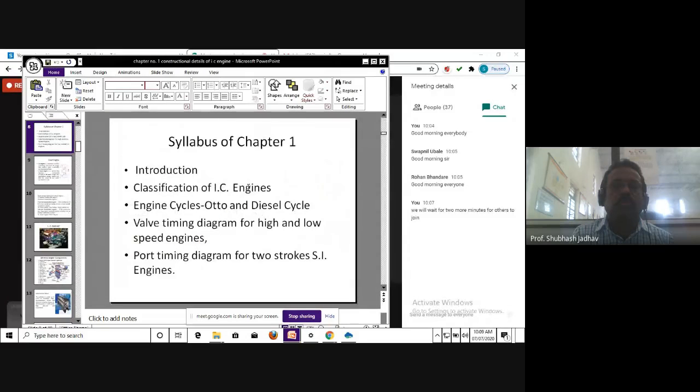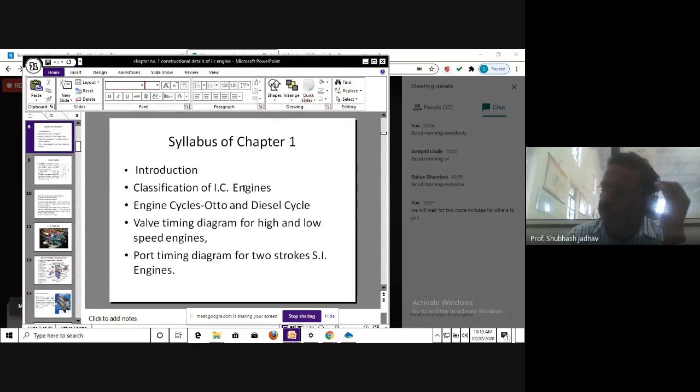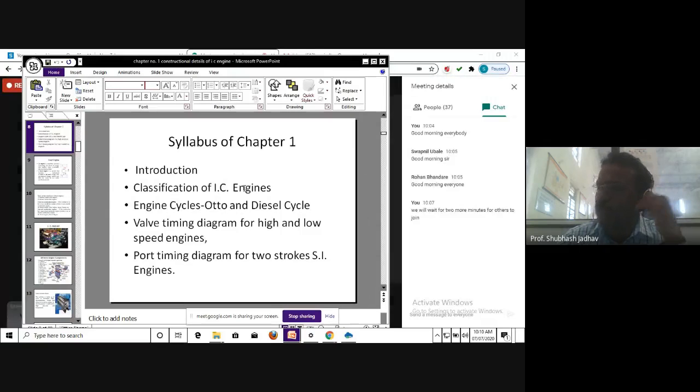come back to it. So this was the syllabus for chapter 1, where we discussed the introduction parts: what an engine is, what the constructional details of the engine are, and what the different parts going into the construction of an engine are, one by one, their function, their construction, and so on. Then we discussed the classification of IC engines. One by one, we went through how the classification is done. We classified on different bases like two-stroke engine, four-stroke engine, and so on.